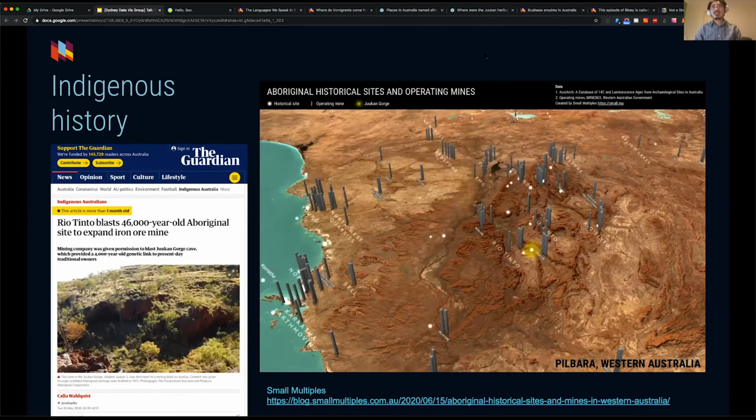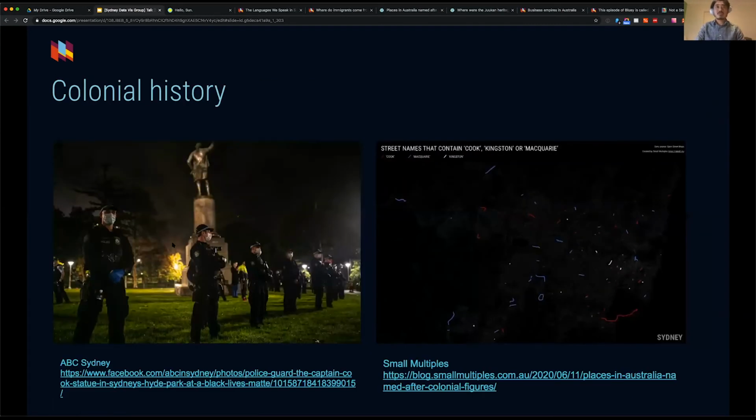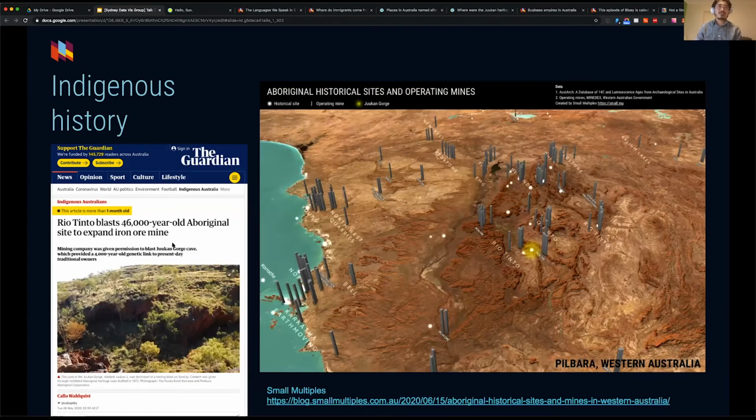So in contrast, this is how Australia or corporations have been treating indigenous culture. I don't know if you have heard. Last month, a historical site was blown up to make way for the expansion of an iron ore mine owned by Rio Tinto. In contrast to the statues, there was no police presence protecting those sites. It was dynamited, and information was lacking. So I was trying to find out where Juukan Gorge is, I hope I pronounced that correctly.